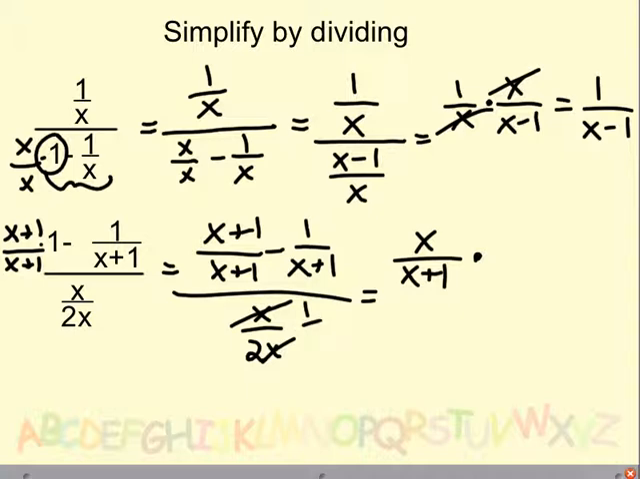Okay, this is 1/2 now. So I multiply the reciprocal, 2 over 1. And I'm left with 2x over x plus 1. And that's as simple as I can go, since those x's are not both factors.